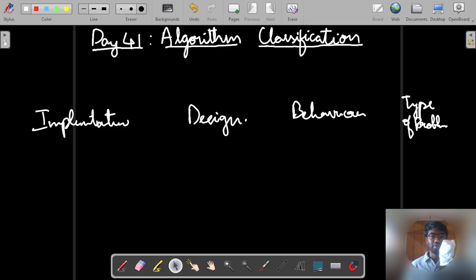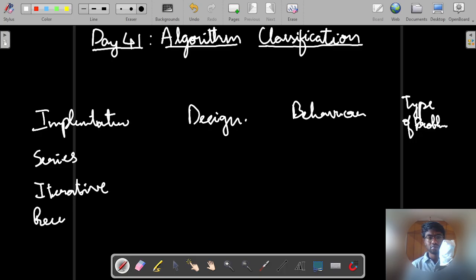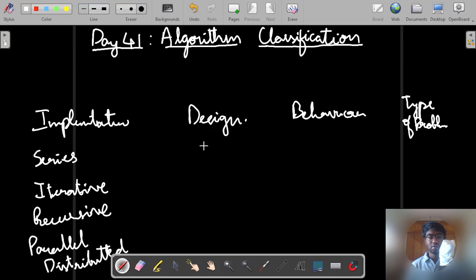When we are talking about implementation, you can think about implementation like a series approach where we write a bunch of statements in series, iterative, recursive, or parallel and distributed. In case of design, we have things like brute force.